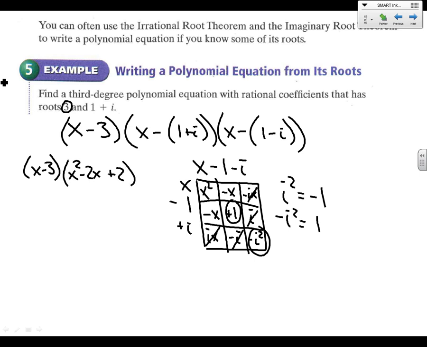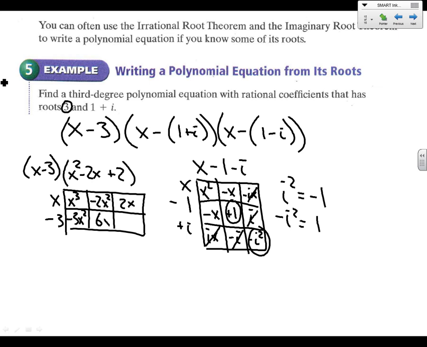And so we'll have to FOIL, not FOIL, but distribute again. And let's see what we get here. x cubed minus 2x squared plus 2x, minus 3x squared plus 6x, and negative 6. So put it all together. Our final answer is x cubed minus 5x squared plus 8x minus 6.